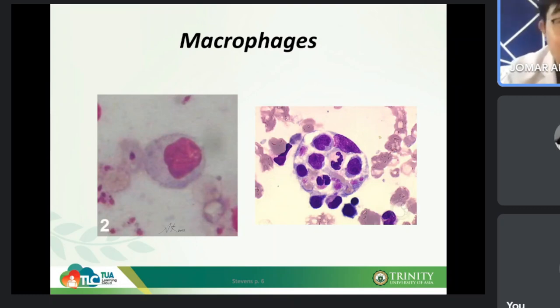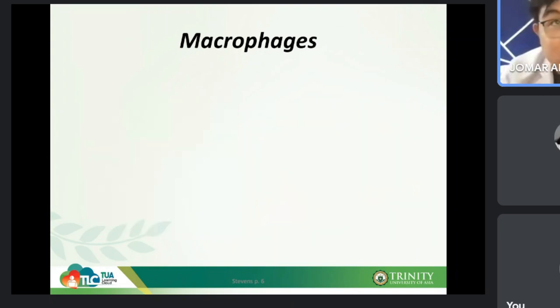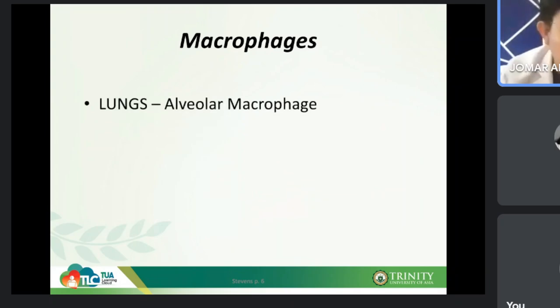Now, since we're talking about macrophages residing in a terminal organ, we call these macrophages by specific names corresponding to their terminal organ. As for your lungs, as you read in your histology, we call them your alveolar macrophage. In some textbooks, we call this your dust cell, D-U-S-T, dust as in alikabok. So your lungs have your alveolar macrophage, in some textbooks called your dust cell.